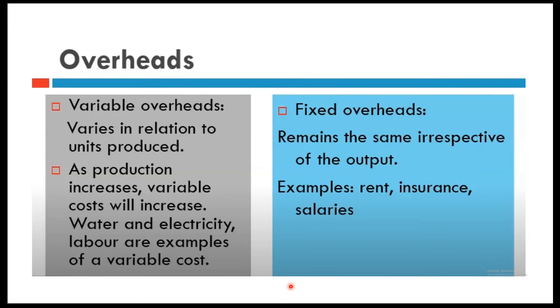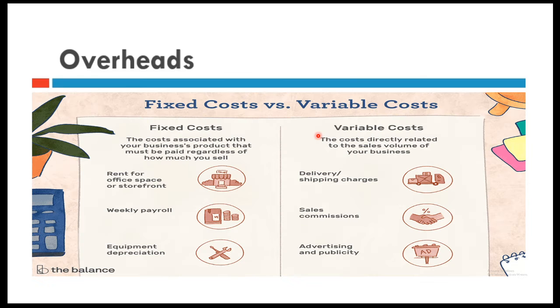Let's have a closer look at overheads. Variable overheads vary in relation to units produced, while fixed overheads remain the same irrespective of the output. And examples are rent, insurance, and salaries. Here are a few more examples in detail for you.